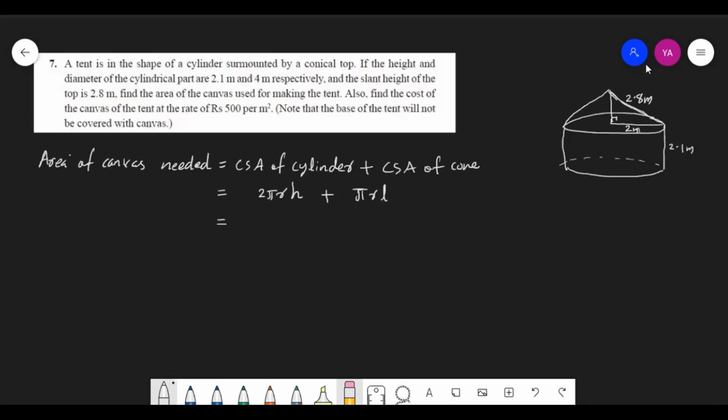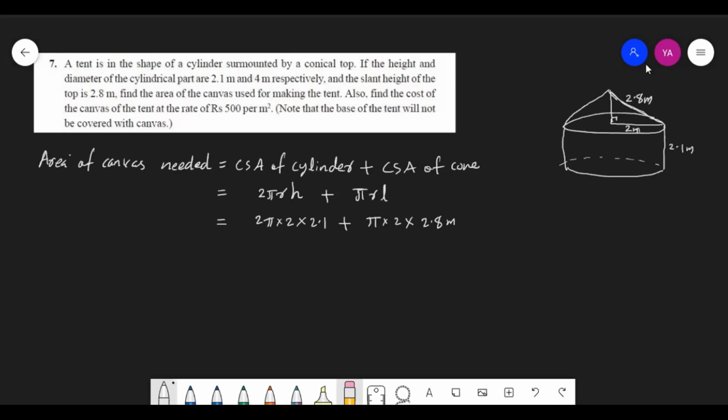So 2 into pi into what is r? 2, right? 2 into what is h? H is 2.1, plus pi again, then r, the radius of the cone. Radius of the cone is the same, so we can write 2 itself. Then L. L is directly given. So that is 2.8 meter. L means the slant height of the cone.